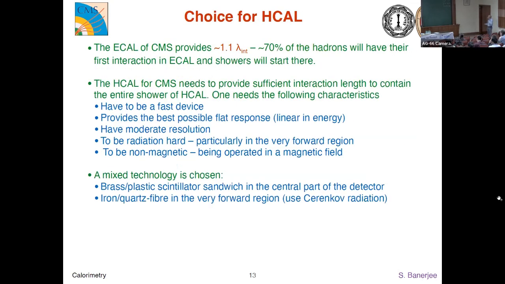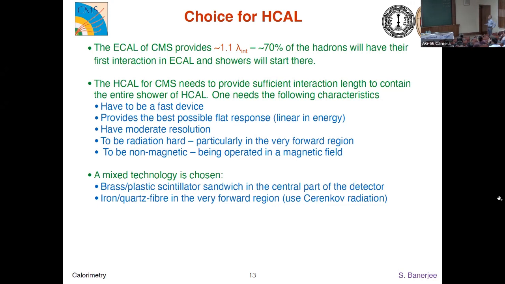When it comes to the choice of HCAL, first of all, remember that HCAL is not the only part which measures the hadron showers. You have about 1.1 interaction length, and 70% of hadrons will have their first interaction in ECAL or tracker, and the shower will start there. So the HCAL in CMS needs to provide sufficient interaction length to contain the entire shower, and one needs the following characteristics.